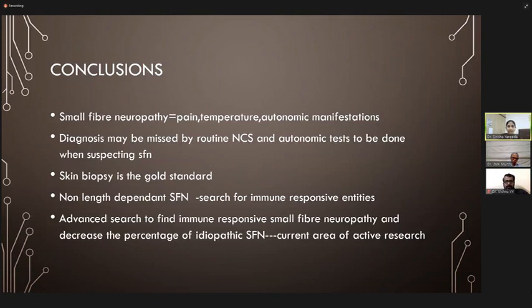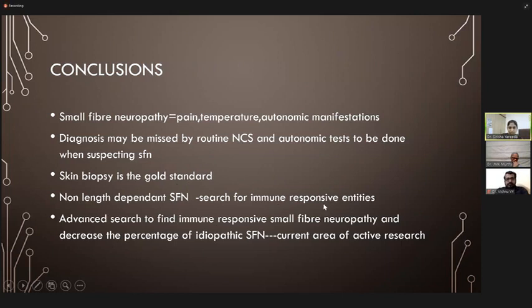That's it. With this, I would like to conclude my talk. So the entire thing in a nutshell is small fiber neuropathy is pain, temperature, and autonomic. That's all. No vibration and proprioception in a pure small fiber neuropathy, but normally it coexists with the other large fiber neuropathy. Diagnosis is missed in routine nerve conductions. Autonomic test should be done either clinically, bedside test, or on electrophysiology. Skin biopsy is the gold standard to prove it.